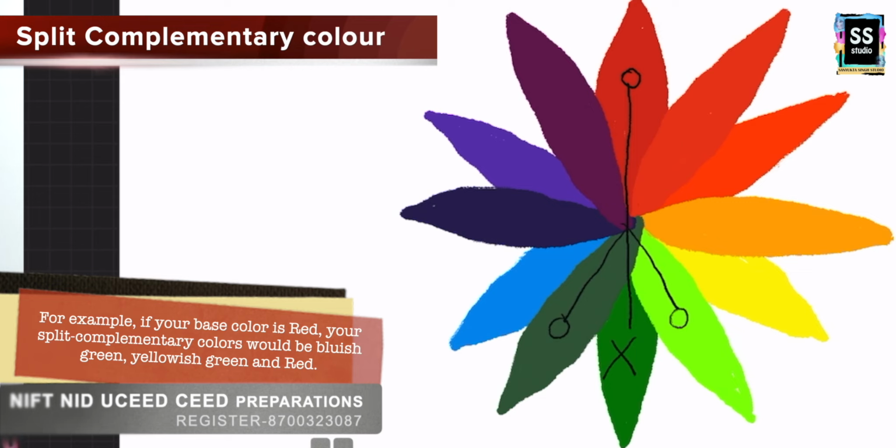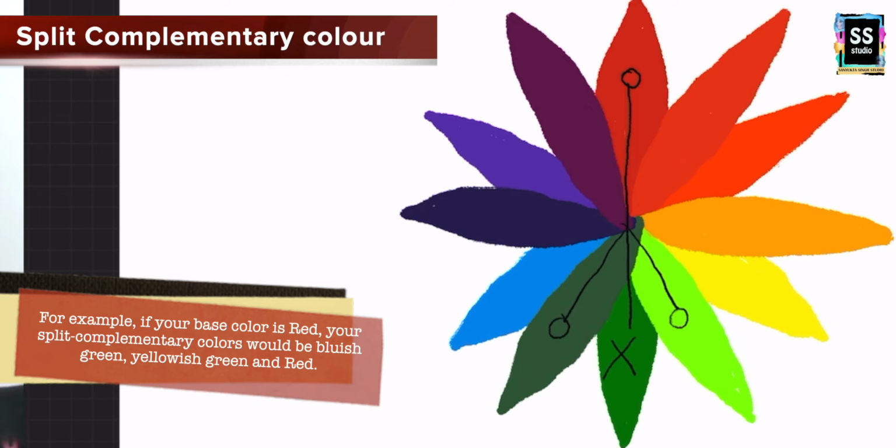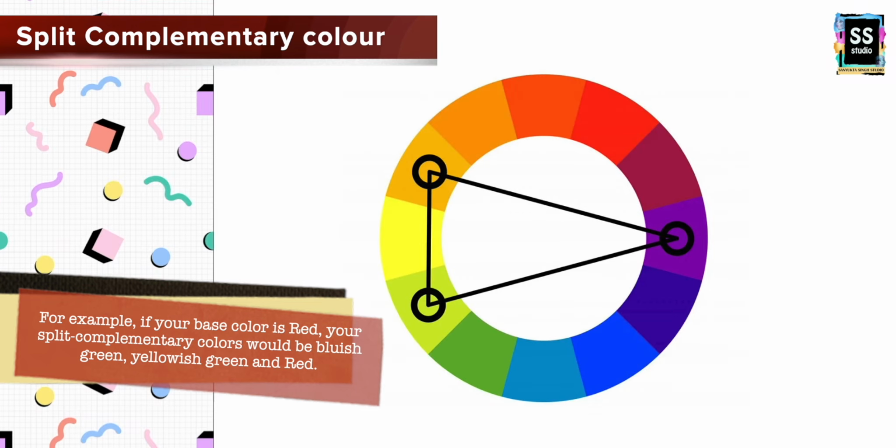So always remember, complementary colors are the opposite colors in the color wheel, and split complementary color scheme has the opposite colors, but one of the colors is being split. So that is called your split complementary color scheme. So that was split complementary color scheme.